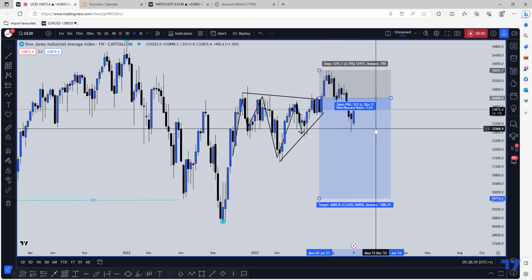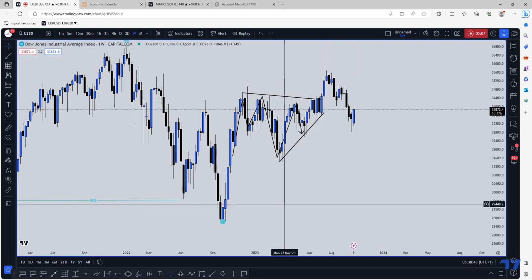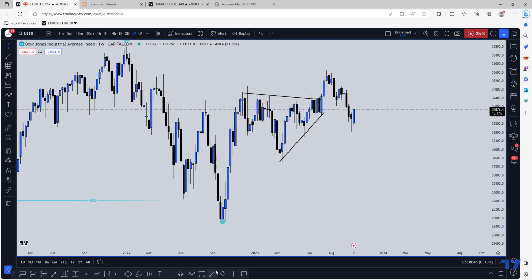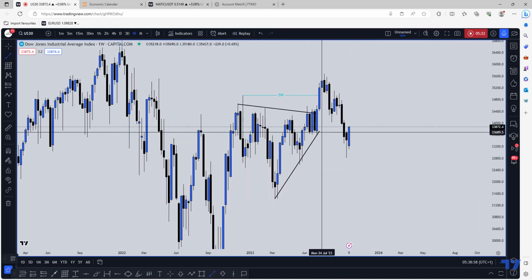Okay, again, traders placing their stops above the high. Boom, the market made the manipulation into the stop losses that were residing above that significant high. So we swept the significant high from a weekly perspective right there. Then the market made a very, very important weekly market structure shift.